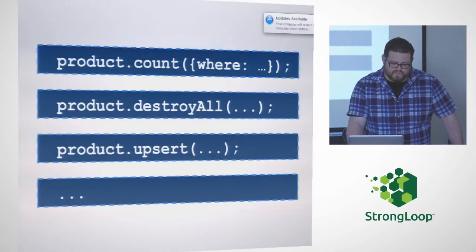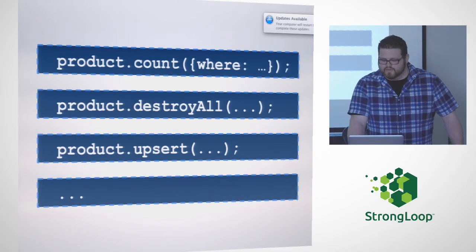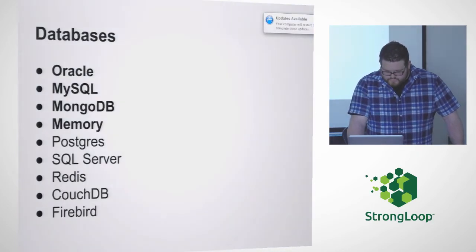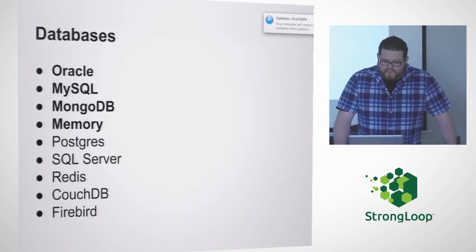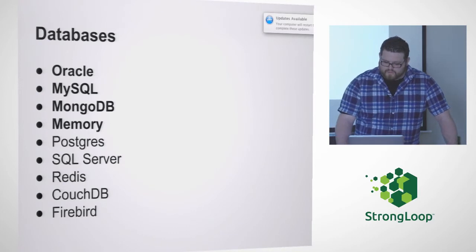So that's Geo Querying, and then this is just more APIs that are available. Pretty standard database stuff. These are the databases that in bold are the ones that we support right now, and the rest are on the roadmap.